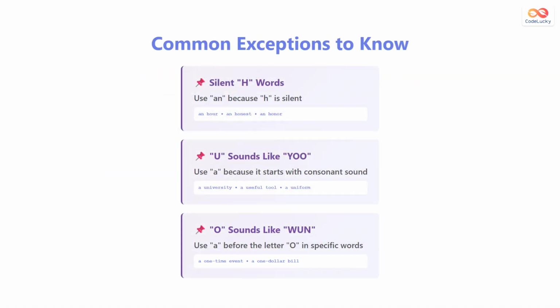Let us look at 3 common exceptions. First, words with silent H: we use an before hour, honest, and honor because the H is silent. Second, the letter U: we use a before university, useful tool, and uniform because these sound like they start with the consonant sound "you." Third, the letter O: we use a before a one-time event and a $1 bill because these sound like they start with "w" or "ya." These exceptions are important to remember.